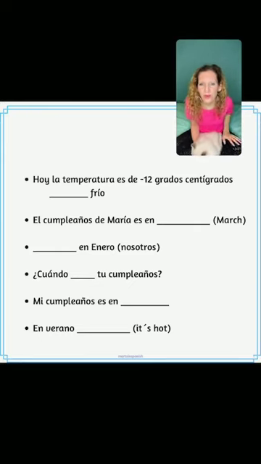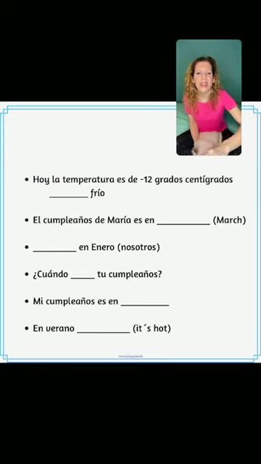Muy bien, en octubre, I'm seeing. Muy bien. So, hace. En verano hace calor. Muy bien. Perfecto. Hace calor. We have to say calor, okay? Caliente is the adjective. Perfecto. Muy bien, everyone. Perfect. So that's it, okay?